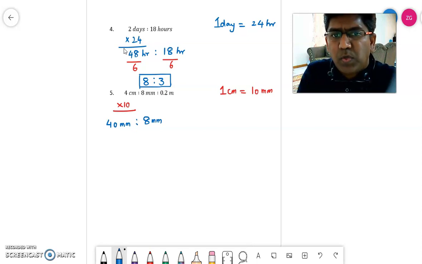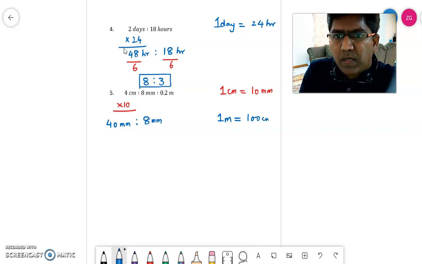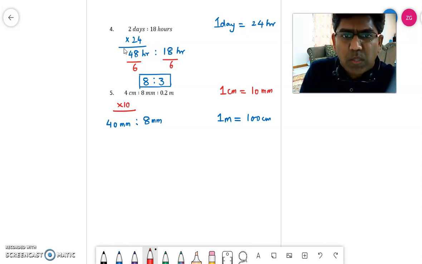Now I have 0.2 meter. From meter to centimeter, you need to multiply by 100. And then again from centimeter to millimeter, you need to multiply by 10. So from meter to millimeter, you need to multiply by 1000. So you multiply here by 1000 and you will get 200 millimeter.